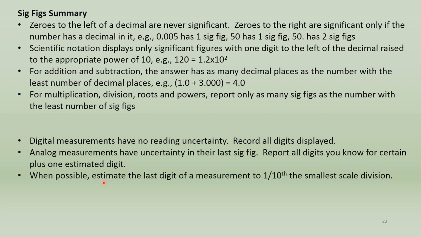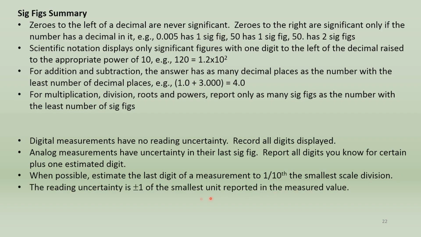When possible, estimate the last digit of a measurement to 1/10 the smallest scale division. If the scale is too close together, then try 1/5 the smallest division. If that's still too coarse, try 1/2 the smallest division. As far as the reading uncertainty goes, it's reported as plus or minus 1 on the smallest unit reported in the measured value. So for example, in 47, the smallest unit reported is in the ones column, so your uncertainty is reported in the ones column as well, plus or minus 1.